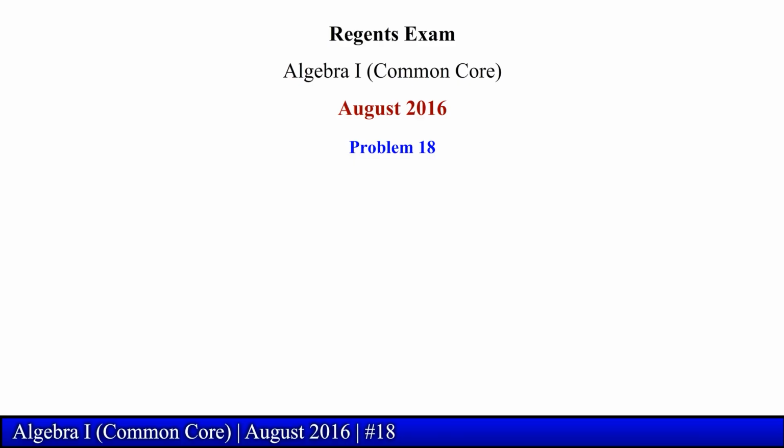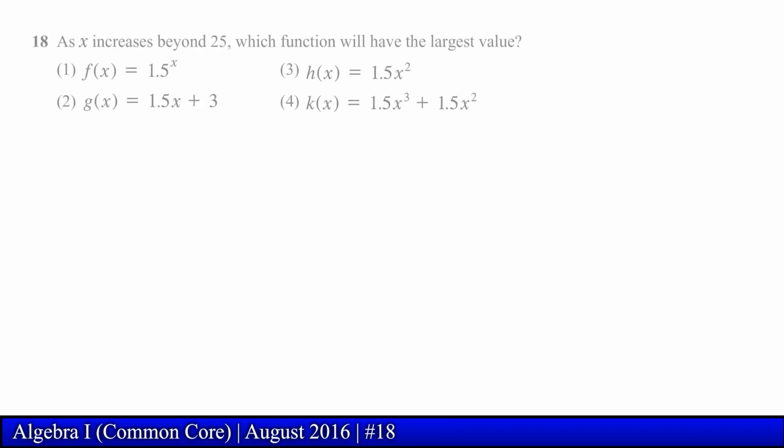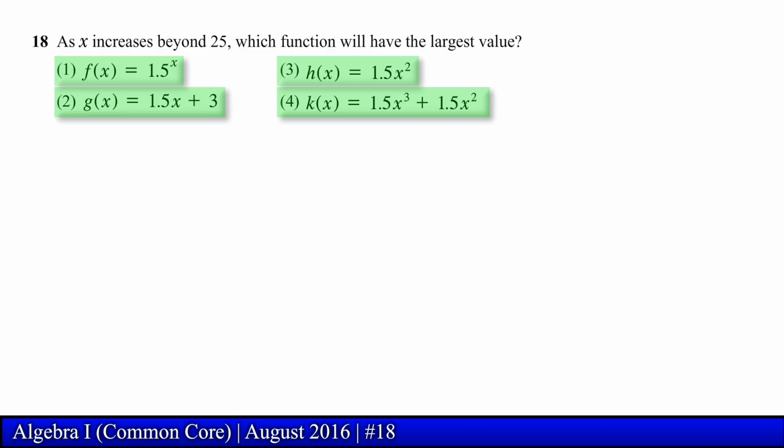Regents Exam, Algebra I, August 2016, problem number 18. As x increases beyond 25, which function will have the largest value? In this problem, we are provided with 4 separate functions, and we are asked to determine which of the 4 functions will have the largest value when x is greater than 25.